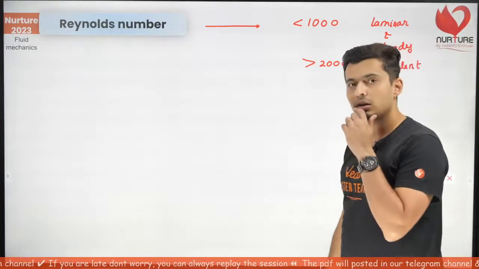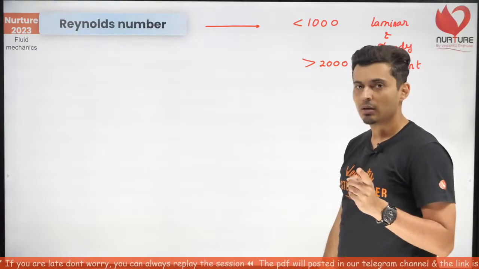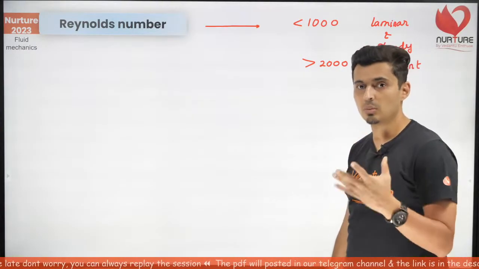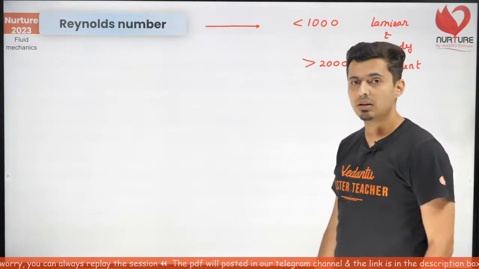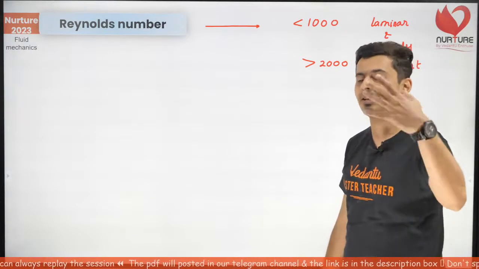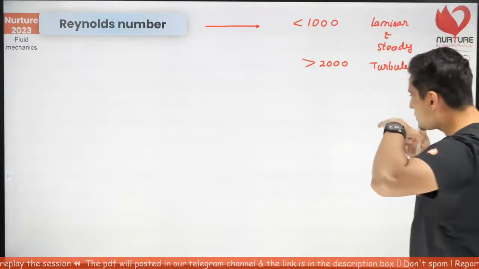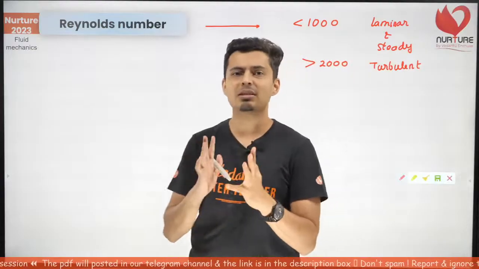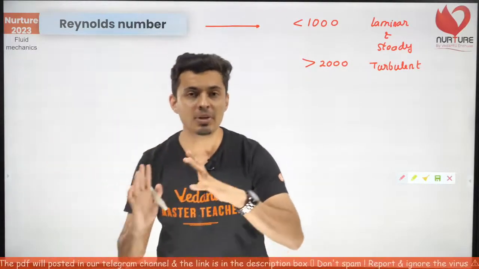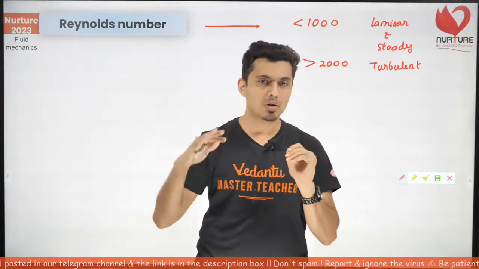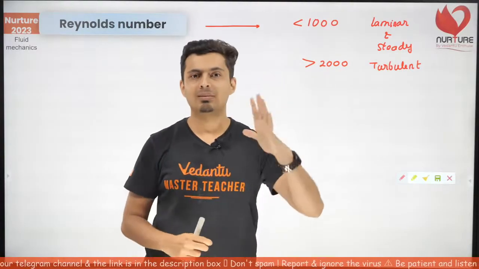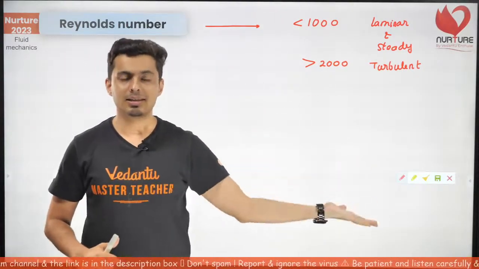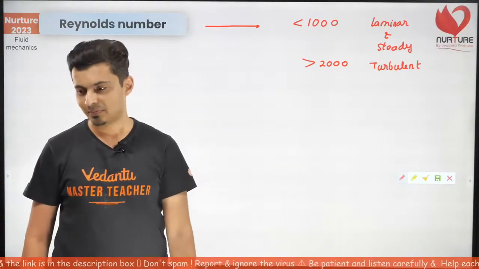You're like, sir, if it is less than 1000, it is steady. More than 2000, it is turbulent. What if it is 1300? What if it is 1800? Guys, then it is not predictable. Sometimes it shows steady behavior, sometimes it shows turbulent. You cannot be sure whether it is steady or turbulent. There is an ambiguity over there.